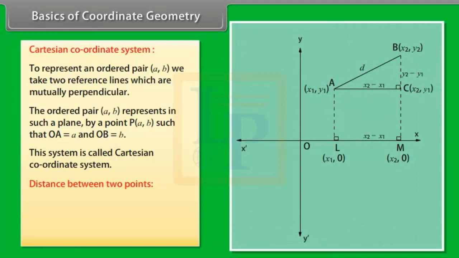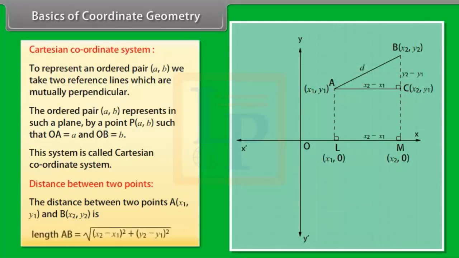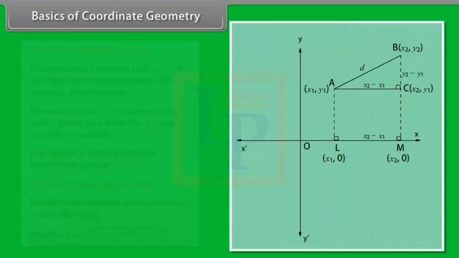Distance between 2 points. The distance between 2 points A(x1, y1) and B(x2, y2), length AB, is equal to the square root of (x2 minus x1) squared plus (y2 minus y1) squared.